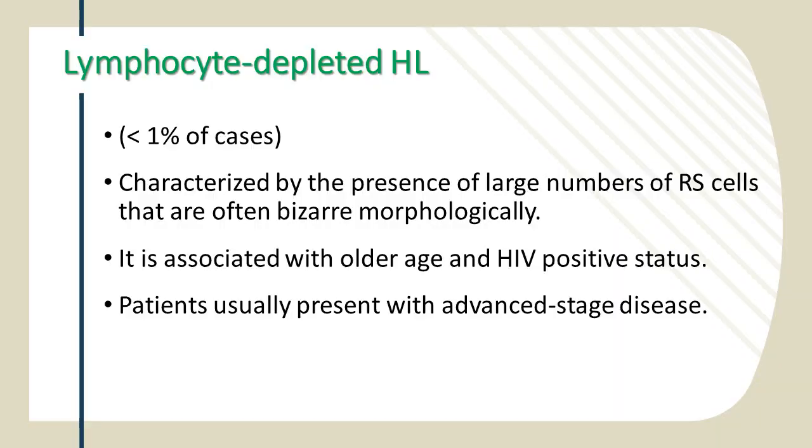The other subtype of Hodgkin lymphoma is the lymphocyte-depleted classical Hodgkin lymphoma. It accounts for less than 1% of cases, characterized by the presence of large numbers of Reed-Sternberg cells that are often bizarre morphologically. In addition, it is associated with older age and HIV positive status. Patients usually present with advanced stage disease.